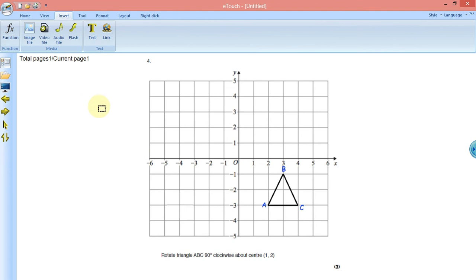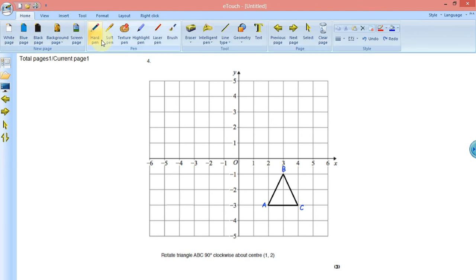I will not take much time explaining, but I'll try my best to make sure that you understand what I'm trying to do. Okay, now the question is: rotate triangle ABC 90 degree clockwise about center (1, 2). Thank God this is labeled already. Now don't forget, we already learned how to determine the coordinates from enlargement question. But this one now, instead of using enlargement, I'll just say rotation point to A, rotation point to B, and rotation point to C.